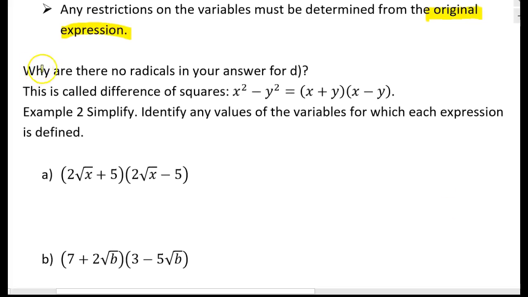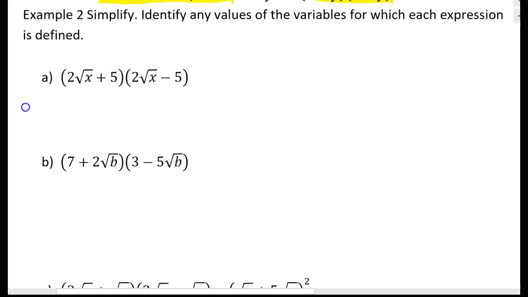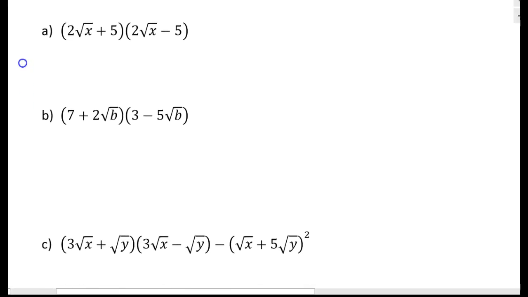So as it points out here, why are there no radicals in your answer for D in the previous example? We are dealing with a difference of squares in that case. So you can keep an eye out for those, and they always simplify pretty nicely. So we're going to come across that in A.